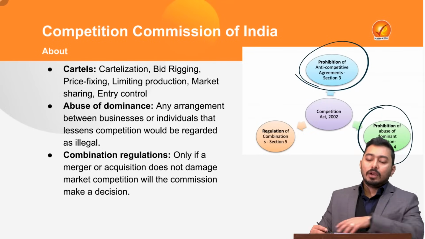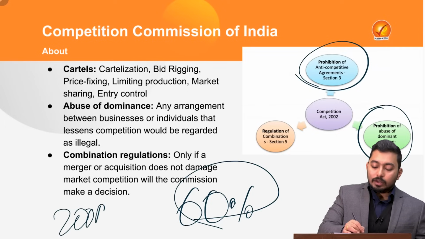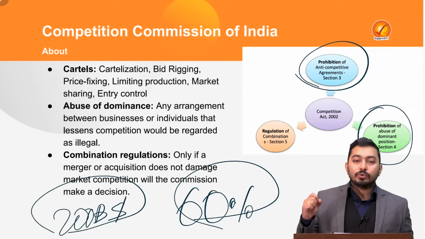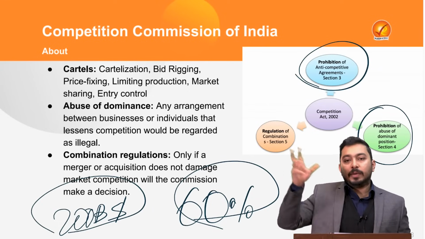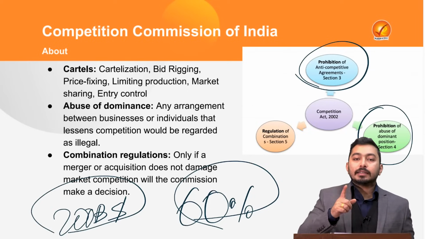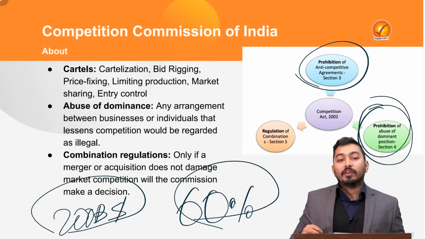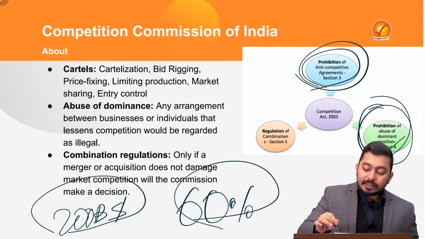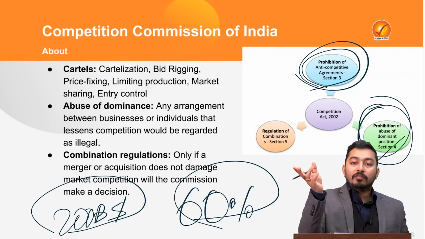Now, what do you mean by dominance? Let's say I have 60% market share and I am a $200 billion company. Will I not abuse any particular sector? I can abuse. So dominance is not bad. Being big is not bad. Having wealth is not bad. But abusing that wealth, abusing the size of your company, is anti-competitive in nature. So that is prohibition of abuse of dominant position. It happens in section 4. And in section 3, we are looking at anti-competitive agreements, where we saw the horizontal and vertical agreements.